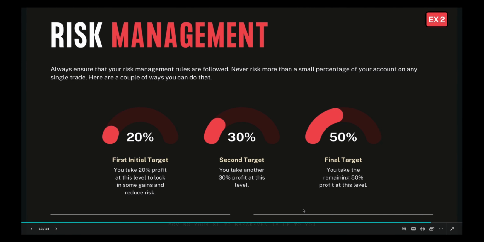All right, so this one is actually a little bit more aggressive. So for the first position, you will take 20% off. Then for the second target, you'll take 30, and for your final, you'll take 50. Real simple, guys. I'm not gonna go too deep into this, but you already know how this should work. All right, and again, moving your stop loss to break even is up to you.